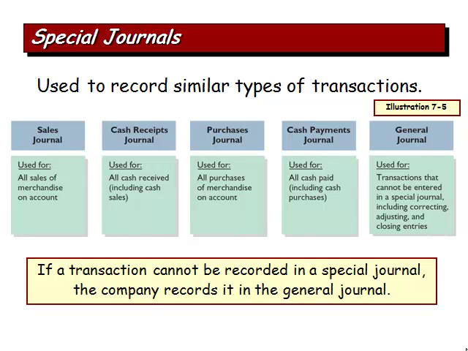Cash receipts journal is used for all cash received, including cash sales. So if you're receiving cash, it goes into the cash receipts journal. Purchase journal is used for all purchases of merchandise on account, things that we're going to resell. Cash payments journal is used for all cash payments, including cash purchases. And then the general journal is used for everything else, things that won't fit in one of the special journals: correcting entries, adjusting entries, closing entries. So in summary, if a transaction cannot be recorded in a special journal, you record it in the general journal.